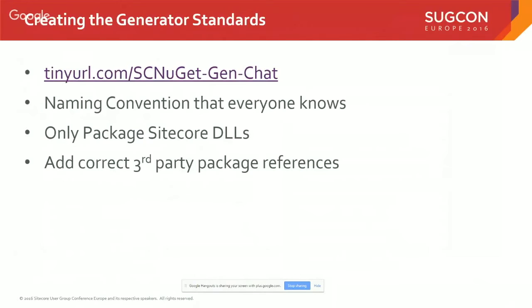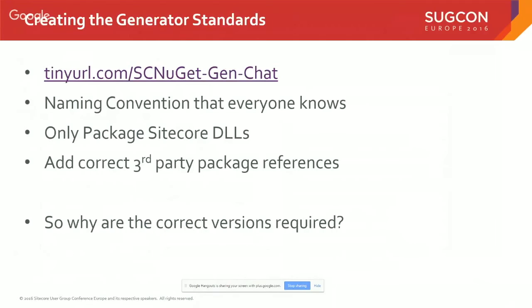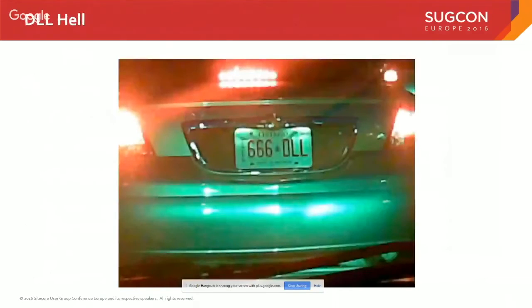Right, so the correct third-party package references are used. We're going to look at the Sitecore instance you're working on, say you're working on Sitecore 8.1 update 2. I know that Newtonsoft JSON is 6.0.8 for that version. So let's make that our third-party dependency when we're using something like a web API, which is going to pull it in. So this is the reason why we need the correct versions: because of that clash, that DLL-Hell that we can come to.